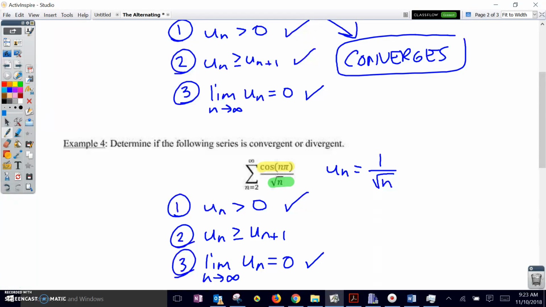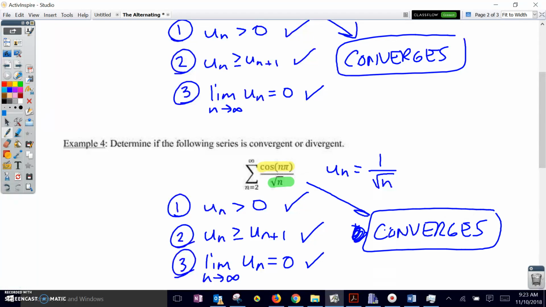And I don't even need to really use my calculator here, since the denominator is getting successively bigger in the n plus 1 terms. That means that the entire fraction is successively getting smaller. And so indeed, it does pass that third check. And so this series converges.